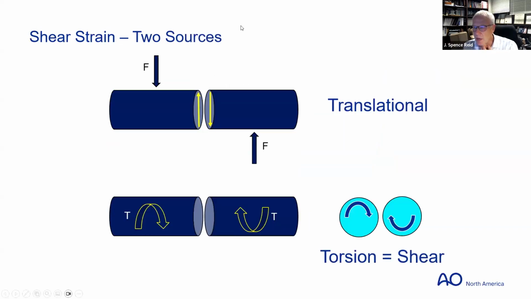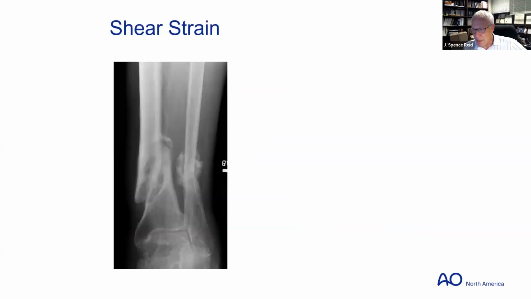In orthopedics, we're going to focus on shear strain because it has significantly higher implication for orthopedic fracture healing than axial strain. It comes from two sources. The first is translational shear strain, and the other is torsional shear strain. Whenever you're looking at something in torsion, remember that you're looking at shear strain. In an orthopedic situation, shear strain from an oblique nature, a high angle non-union, we all know that these are notoriously problematic because of the presence of shear strain.